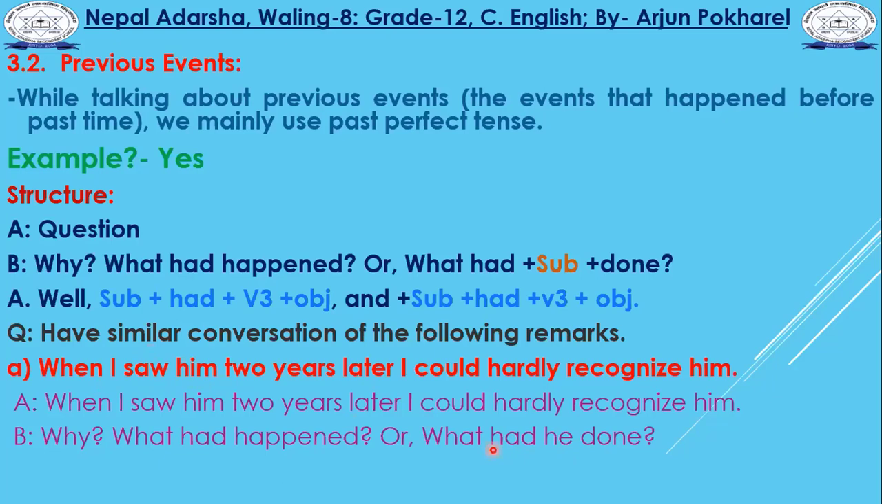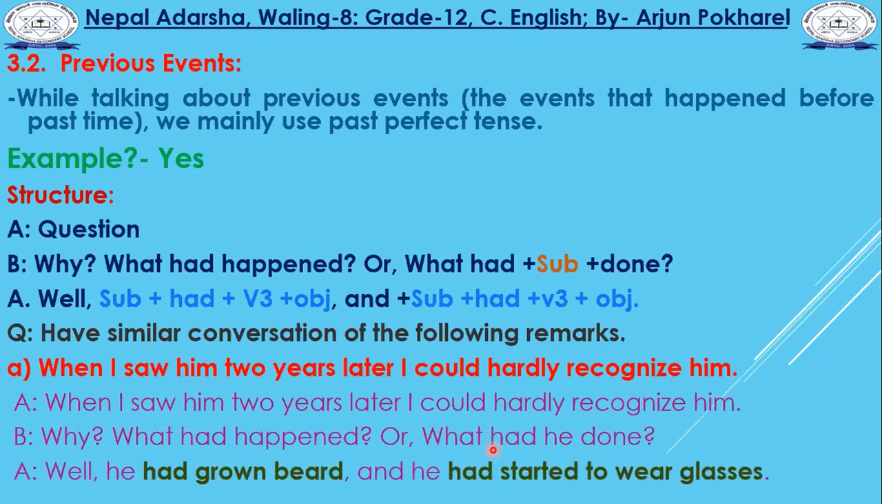And A again might say, well, he had grown a beard. He had grown a beard, that is, his beard had grown, and he had started to wear glasses, or he had started wearing glasses, and also wearing glasses, so I couldn't recognize him when I saw him 2 years later. In this way you have to give the answer. You can have your own answer as well. You need to be strict to the structure.